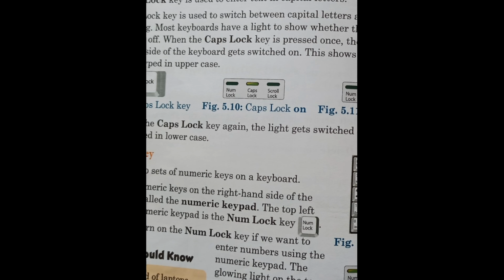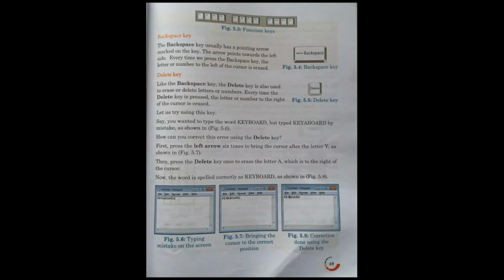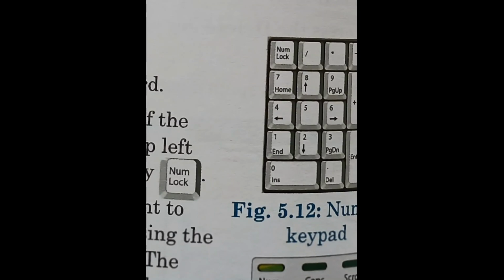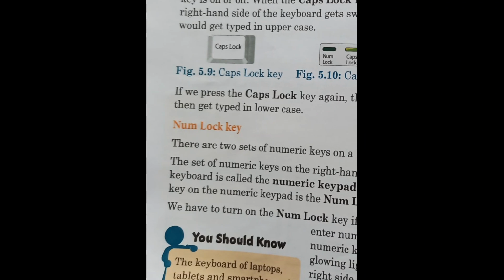The glowing light on the top right hand side of the keyboard shows whether num lock is turned on or off. You should also know that the keyboards of laptops and tablets and smartphones do not have a numeric keypad.